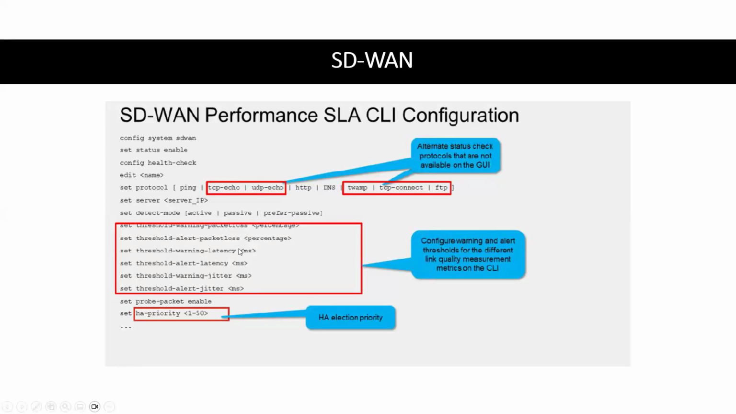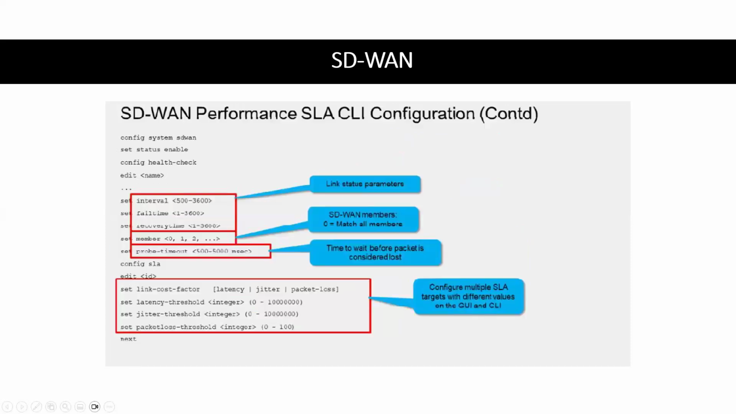In your lab, please test it out. You can set the link for a certain speed and just test it. This is a bit more of what the CLI looks like for configuring performance SLA. You set the interval, link status parameters, the fail time, what Don just asked about. You can set the SD-WAN members, and again, set it to 0 to match all members. Everything you can do in the GUI, plus a bit more advanced options, is in the CLI.